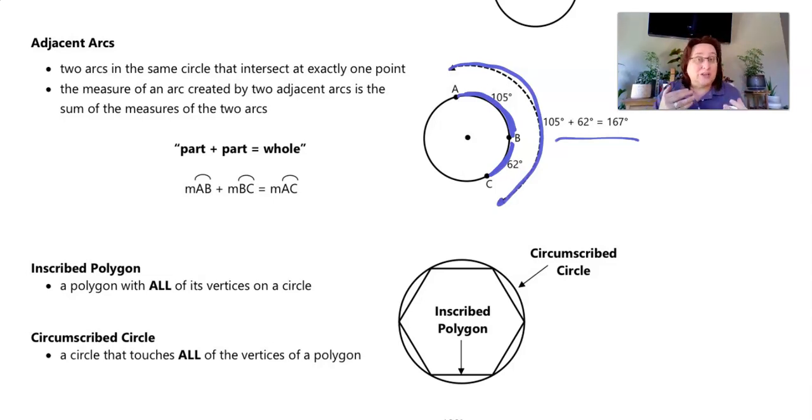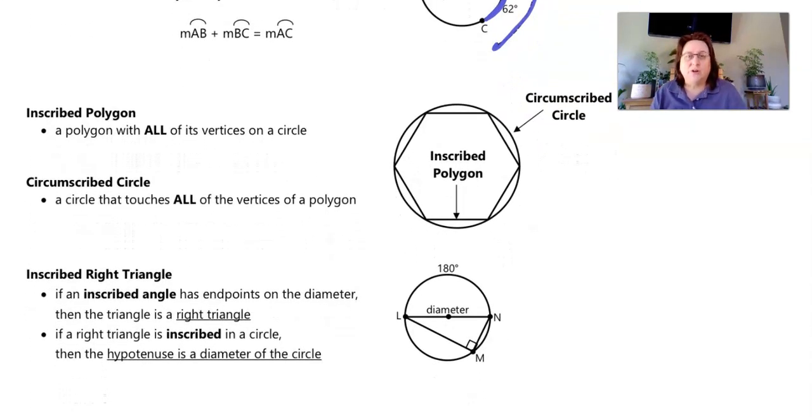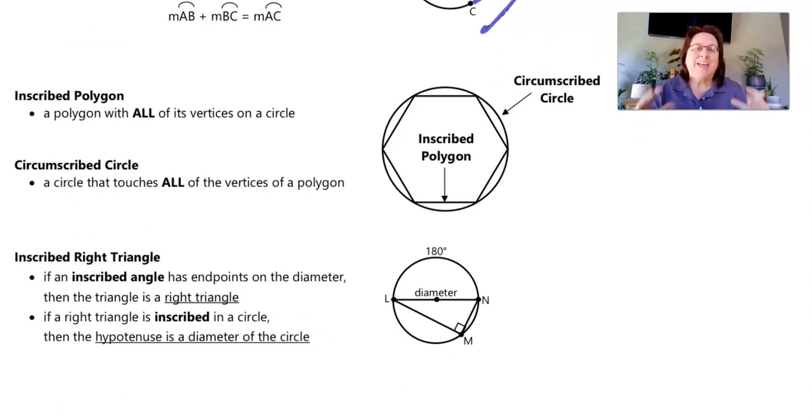So we're going to be using this here in just a second when we go to solve for some measurements. Now, before I do that, guys, I want to talk to you about a little bit more vocabulary. We are going to look at what's called an inscribed polygon. Inscribed means that it is inside of a circle. But what is special about an inscribed polygon is that every single vertex, all of the vertices, touch the circle. They are on the outside of the circle. And then we have what's called a circumscribed circle. Well, that's the circle that's outside all of the vertices.